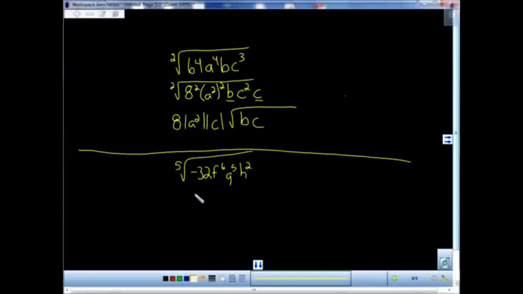Now here we're going to do the same thing. And actually we can just write this with just one absolute value in between. Here we're going to do the same thing.